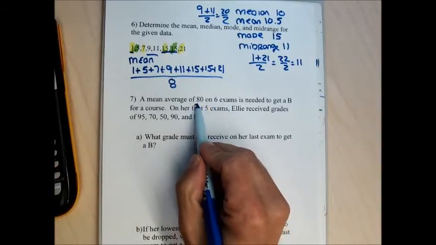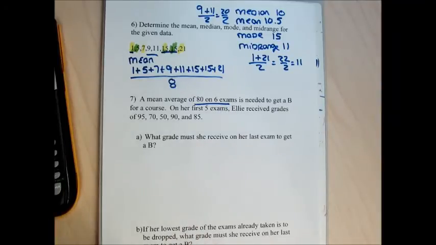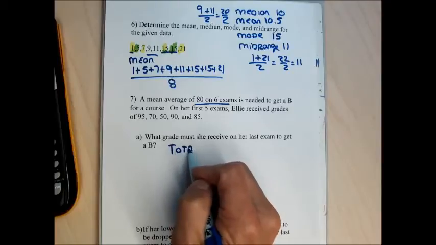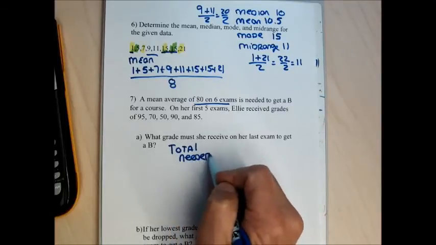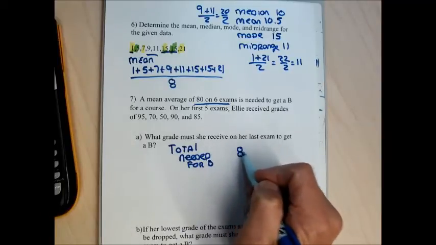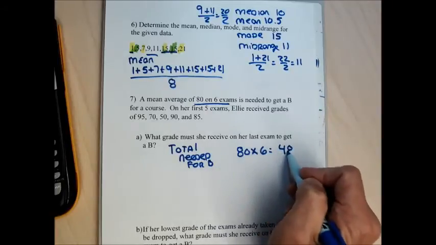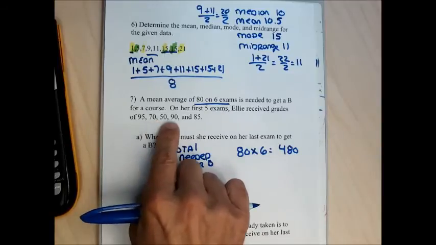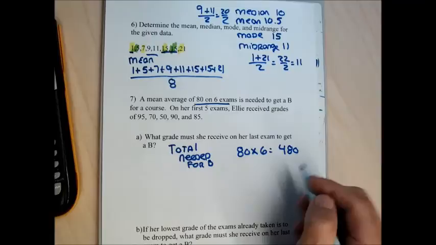For 7, you need to get an average of 80 on 6 exams to get a B for a course. So the total points needed for a B is going to be 80 times 6, or 480. Ellie's got 95, 70, 50, 90, and 85 on her first 5 exams, and she wants to know what she needs to get a B.